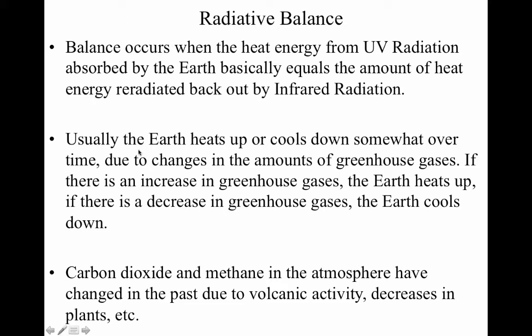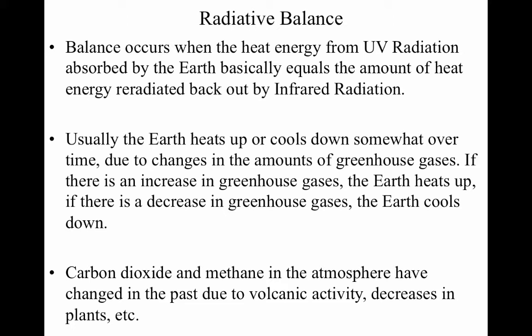So usually the Earth heats up or cools down somewhat over time due to changes in the amount of greenhouse gases. So if there's an increase in greenhouse gases, the Earth heats up, and if there's a decrease in greenhouse gases, the Earth cools down. We're talking about more in the geological time scale, a long-term time scale. There's been ups and downs in the Earth's temperature, and through ice core samples and things like that, they're able to actually determine what the composition of Earth's atmosphere was.